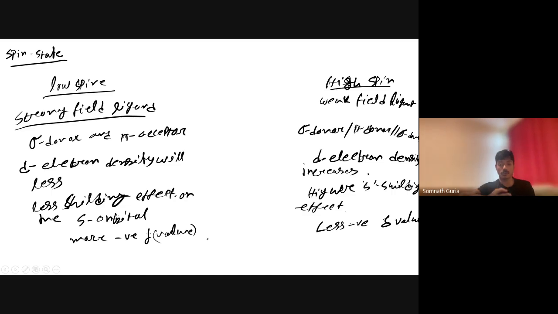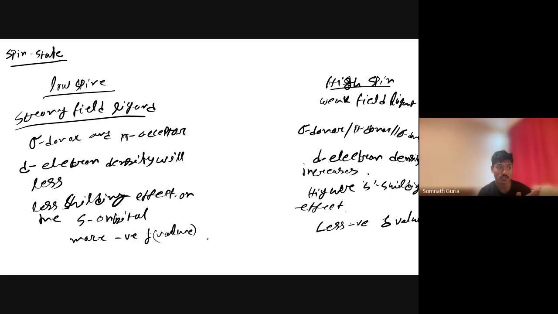How? If it pulls out the d electron density from the system, it's similar to my previous one, iron 3 and iron 2. Iron 2 has less d electron density, so it will have less shielding effect on the s orbital, so the s orbital contribution will be really high, and my initial delta R value is negative, so that means it will appear at a higher negative delta value.